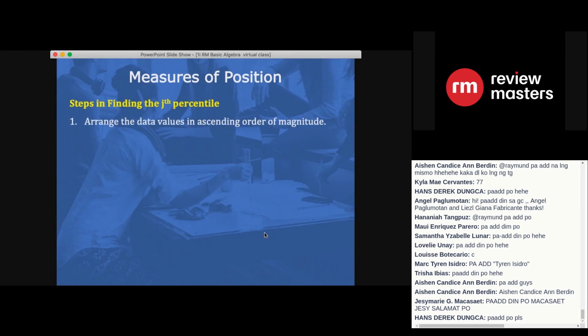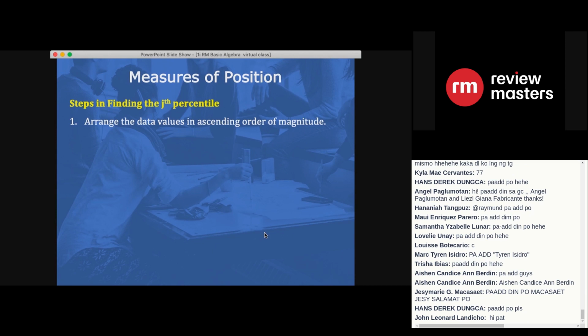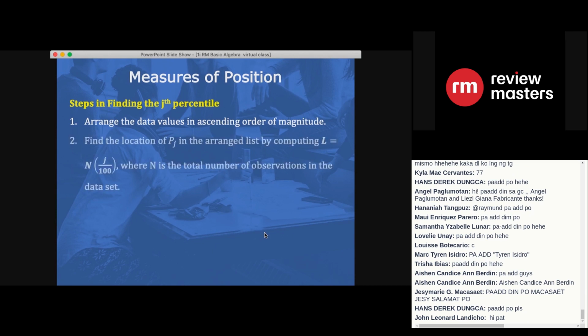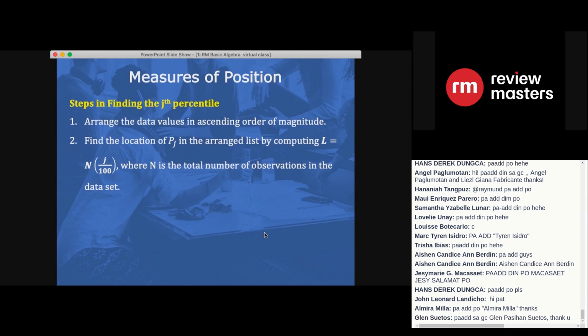Arrange the data values in ascending order of magnitude. So basta measure of position, kailangan yung data mo ay naka-arrange in ascending order, pataas. Find the location PJ in the arranged list by computing L is equal to N times J over 100, where n is the total number of observations in the data set.